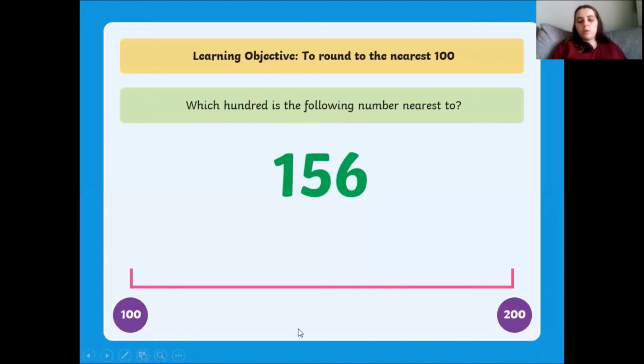But also I can do what we've been doing when we look at the number line. So the centre of the number line here, halfway between 100 and 200, is 150. Okay, so halfway here, my halfway line is 150. 150 and above will go to 200. 149 and below will go to 100. 156 would be about there on the number line. It's past halfway, it's past that halfway mark, so it's closer to 200.